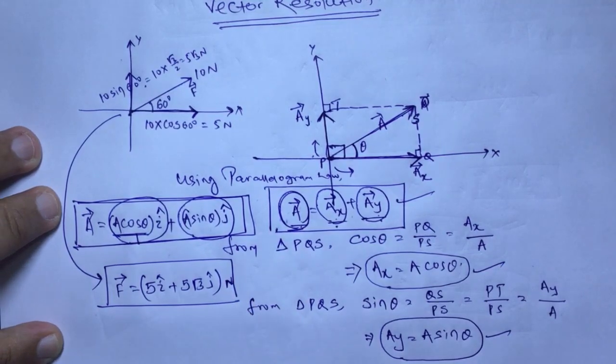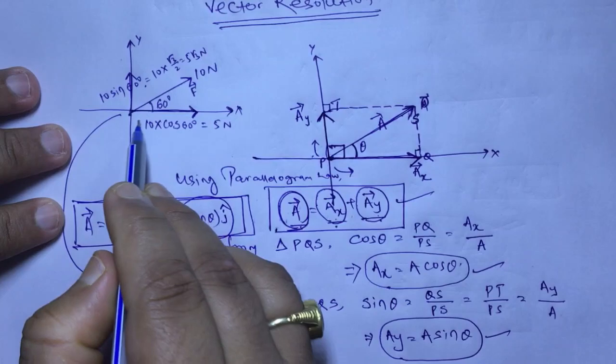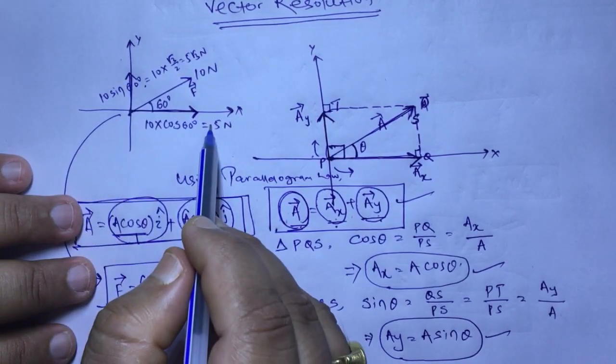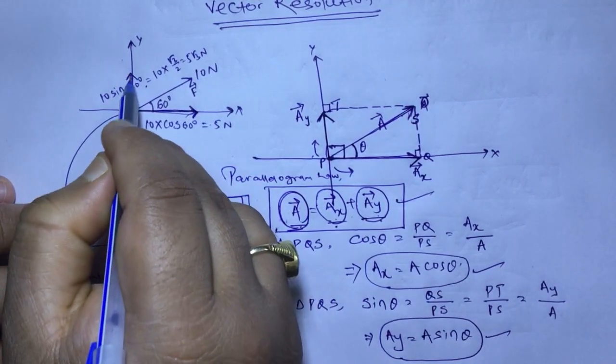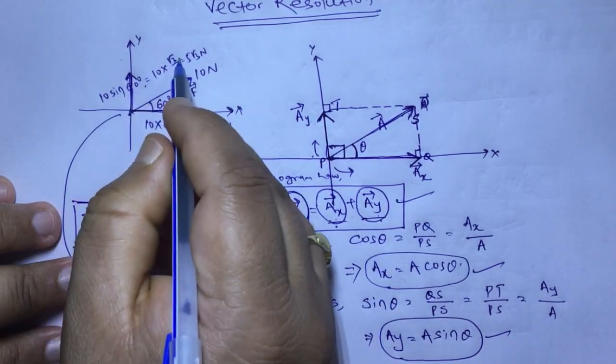Is it clear to everyone? 10 Newton I can divide in two components. So I have divided 5 Newton along this and 5 root 3 Newton along this. How did I get this 5? Now A cos theta will be towards this and A sin theta will be towards this. So A cos theta I found 5 and this 5 root 3.